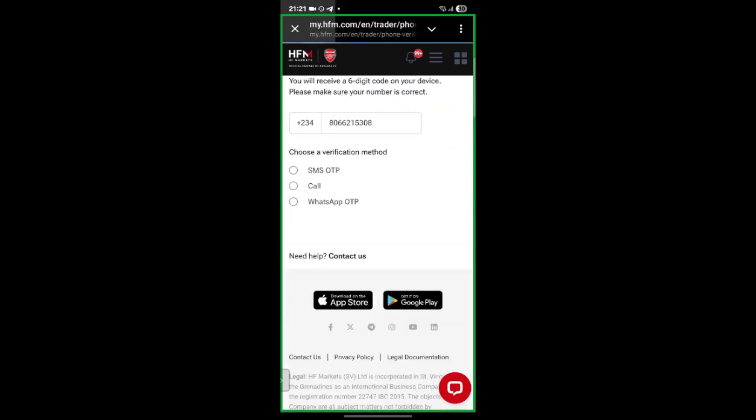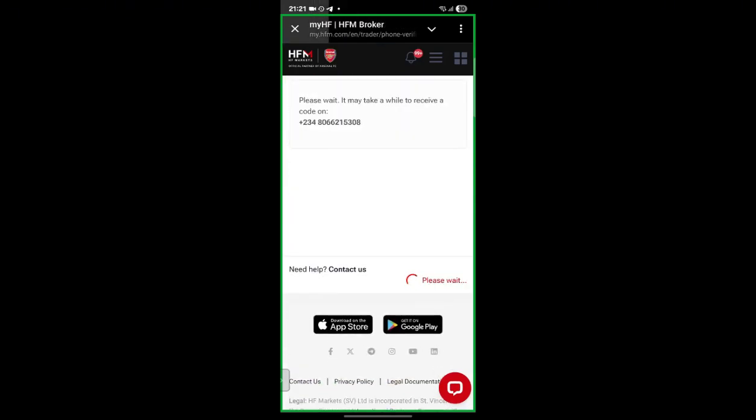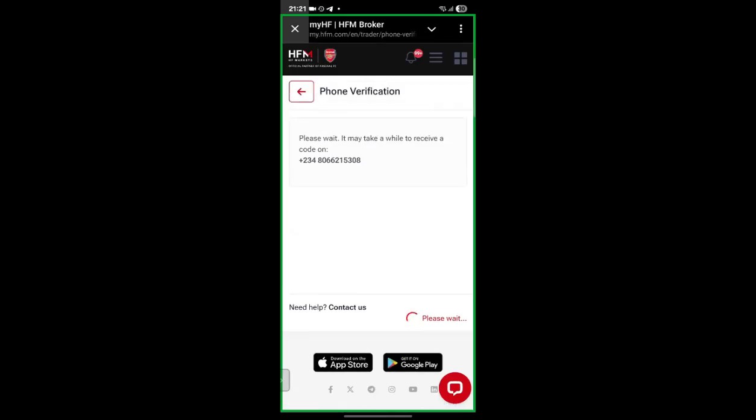Okay, so they will want to verify your phone number. So you click on SMS and they will send you a code.